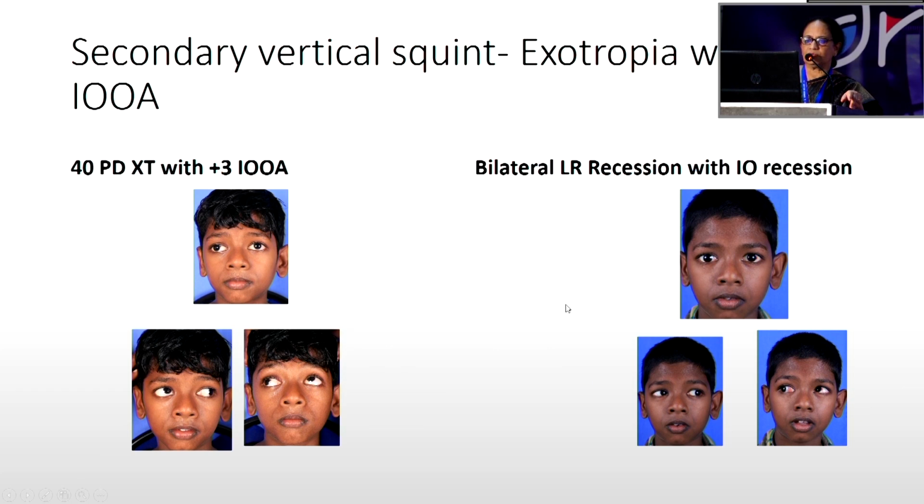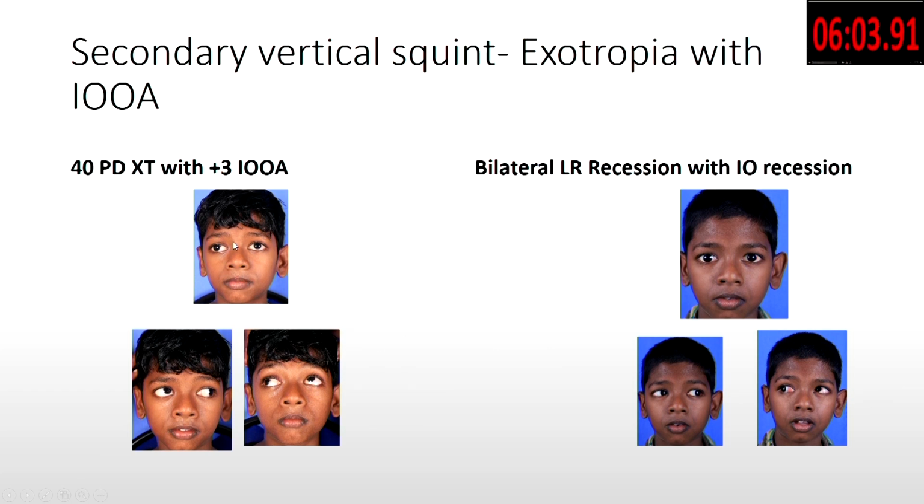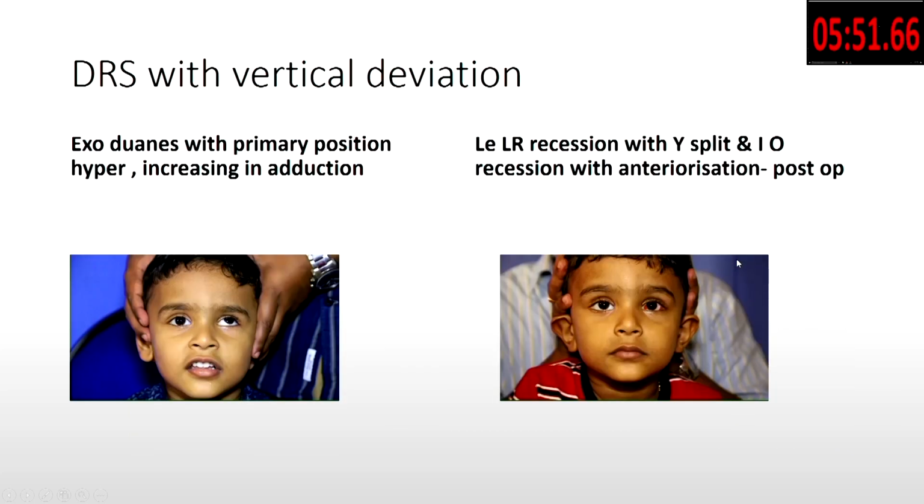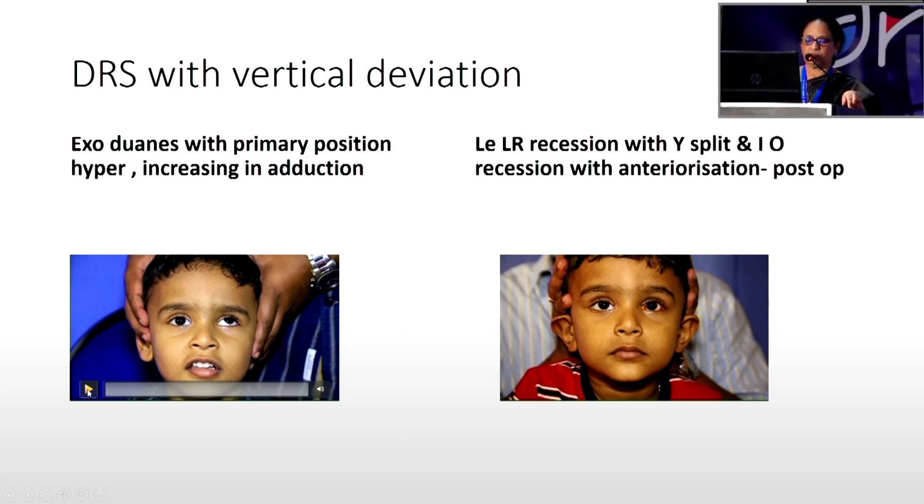Coming to secondary vertical squint, see this child has got an exotropia with an inferior oblique overaction. See inferior oblique overaction and exotropia corrected by bilateral lateral rectus recession with inferior oblique recession. And this inferior oblique recession has to be titrated. Again, see, this is a case of complicated vertical squint.